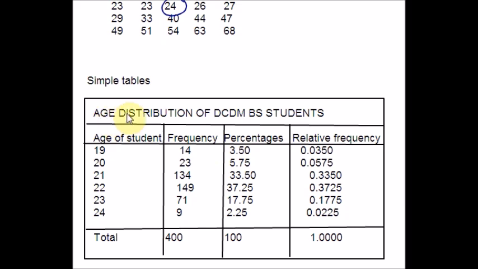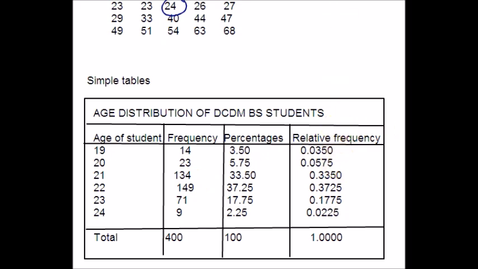Here you can see the heading, age distribution of DCDM BS students, and the variables are age of student and frequency, and you can find the percentages of this and relative frequency. As this is just an example, I have given the model. In case you need to find the frequency and percentages, you can find them from the set of data. You can find how many students are of the age 19 and write the frequency number under this one. In the same way, you can find the total and find the percentage easily. When we discuss simple tables elaborately, I'll explain how to find the frequency, percentages and relative frequency separately using an appropriate example.